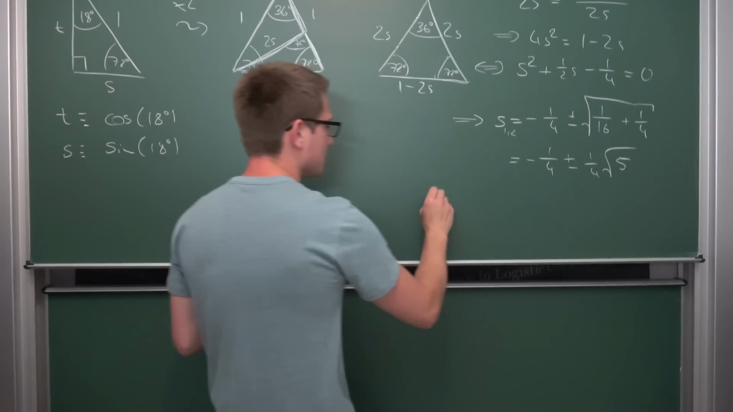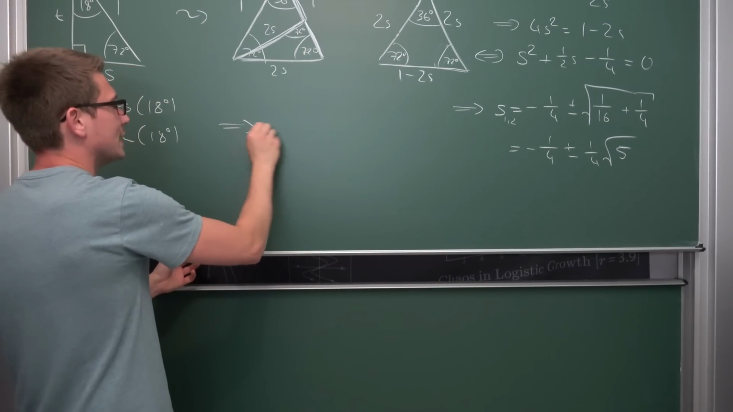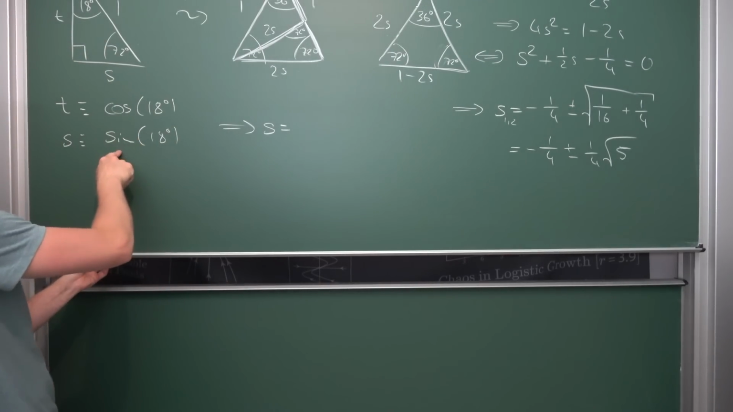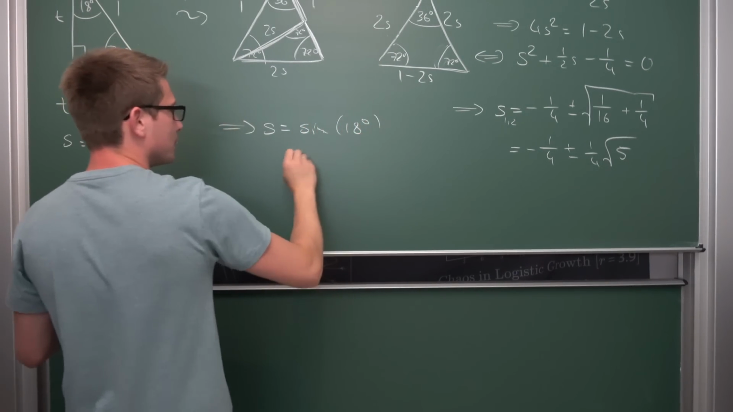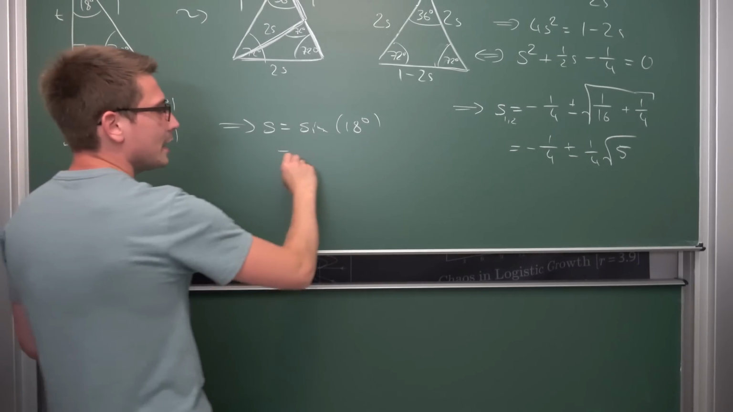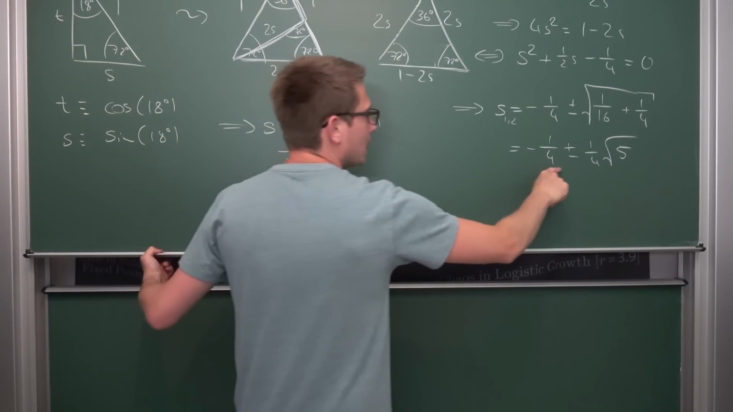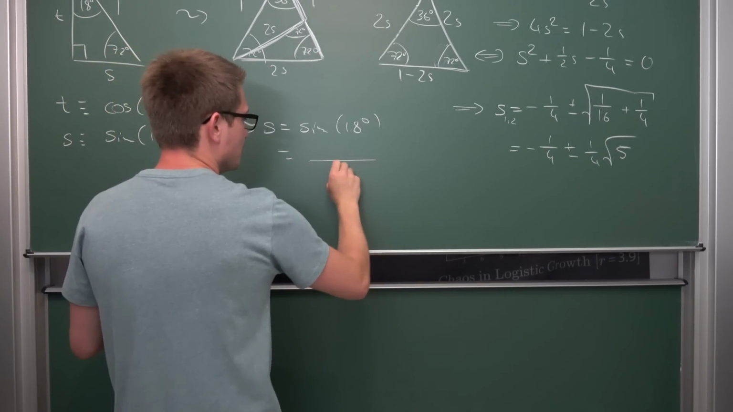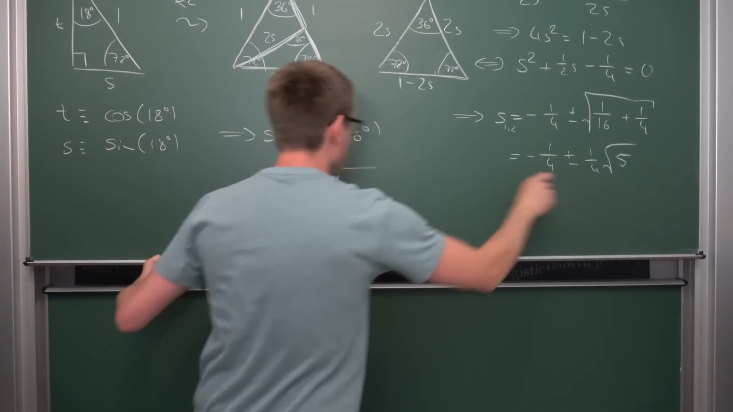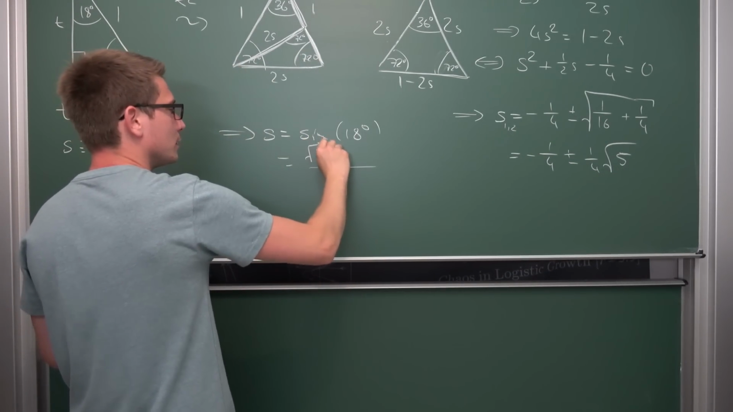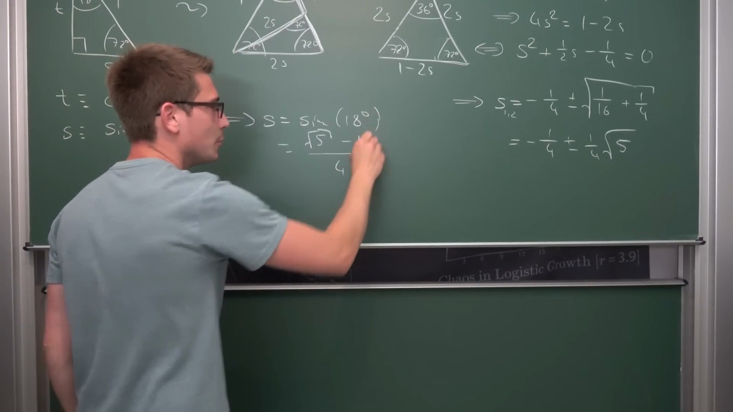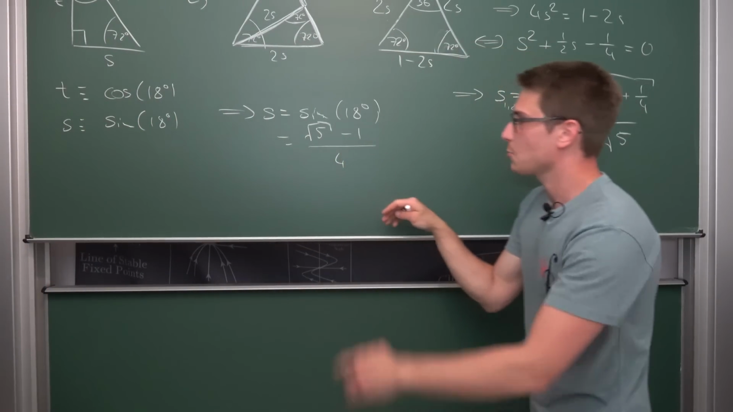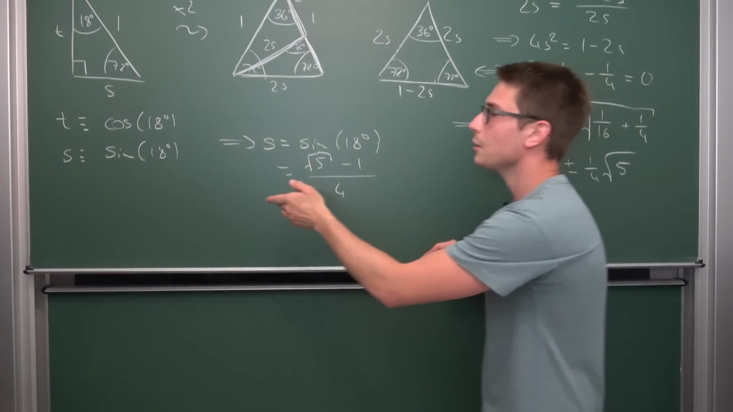So by only choosing the positive branch, we are going to get s, which is by definition nothing other than the sine of 18 degrees, to be equal to, and now we get 1/4 as the common denominator, the positive square root of 5 minus 1. And this right here is the sine of 18 degrees. Pretty nice answer, right?